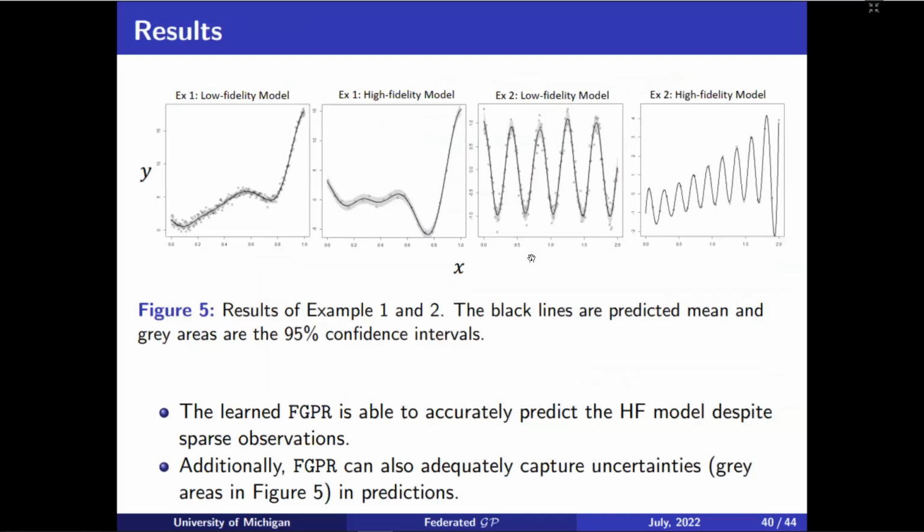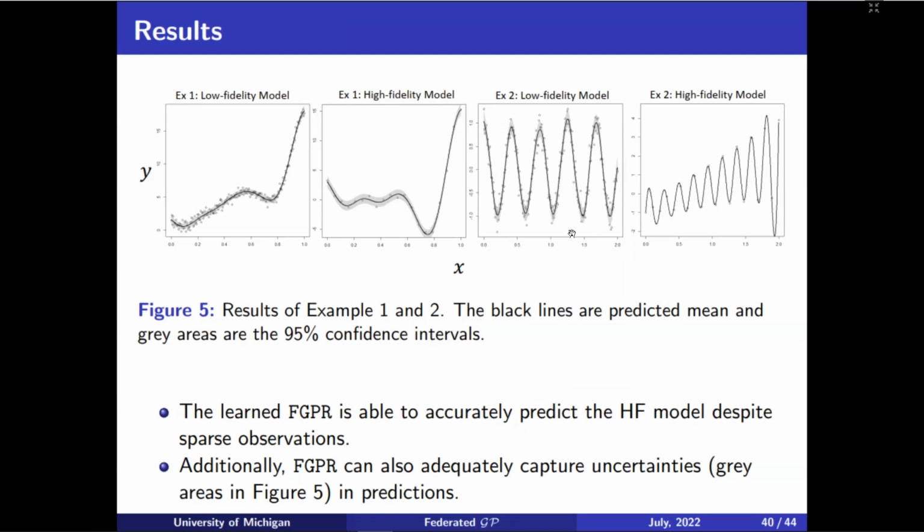This plot presents the results for the multi-fidelity modeling for example 1 and example 2. Here is the data fit for example 1 with the low-fidelity model, and the second one is the model fit for the high-fidelity model. As you can see, the learned FGPR is able to accurately predict the high-fidelity model, despite having very few observations. A similar conclusion holds for example 2. This further demonstrates the importance of borrowing strengths from other devices using the idea of the FDA.